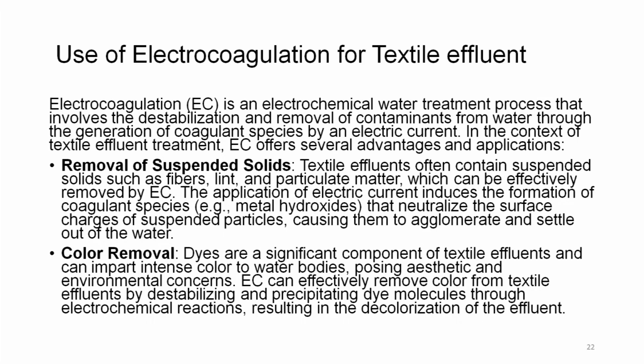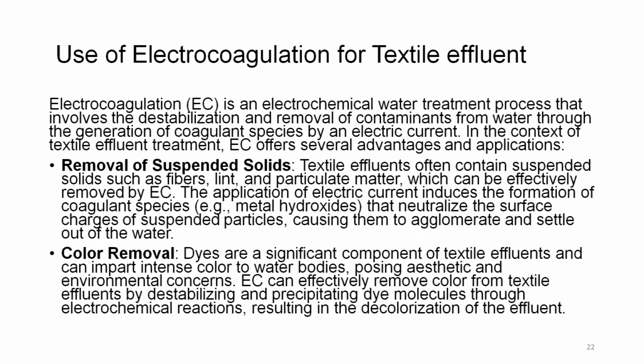Now, how does electrocoagulation help in textile effluent? Electrocoagulation or EC is an electrochemical water treatment process that involves the destabilization and removal of contaminants from water through the generation of coagulant species by an electric current. In the context of textile effluent treatment, EC offers several advantages and applications.